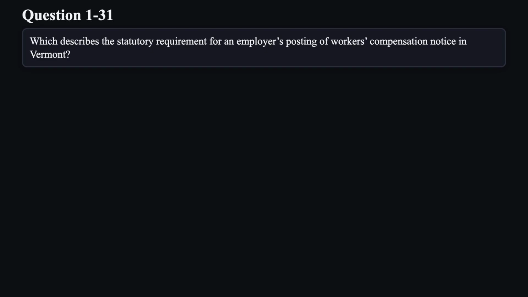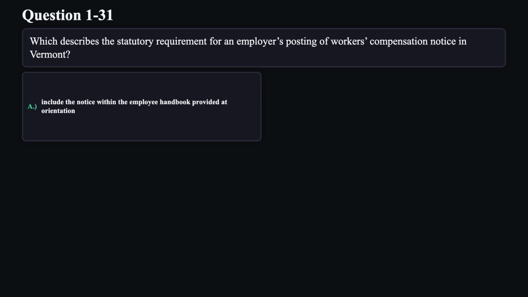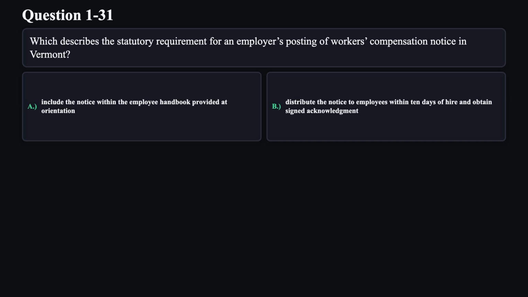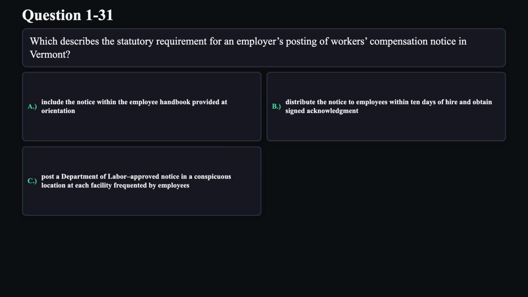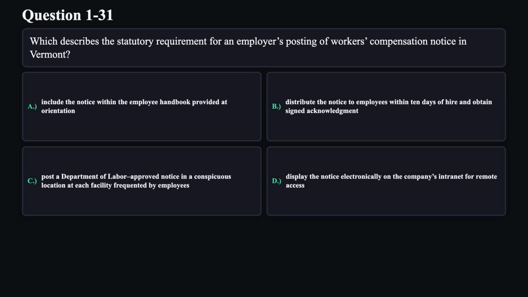Question 31. Which describes the statutory requirement for an employer's posting of workers' compensation notice in Vermont? A. Include the notice within the employee handbook provided at orientation. B. Distribute the notice to employees within 10 days of hire and obtain signed acknowledgement. C. Post a Department of Labor-approved notice in a conspicuous location at each facility frequented by employees. D. Display the notice electronically on the company's intranet for remote access.